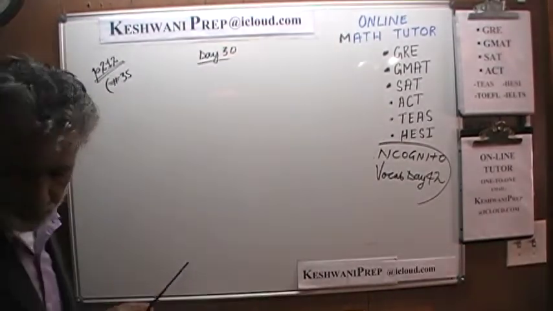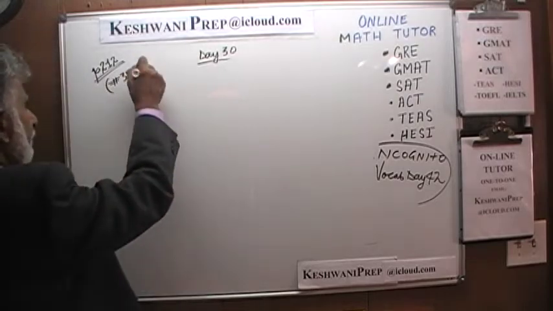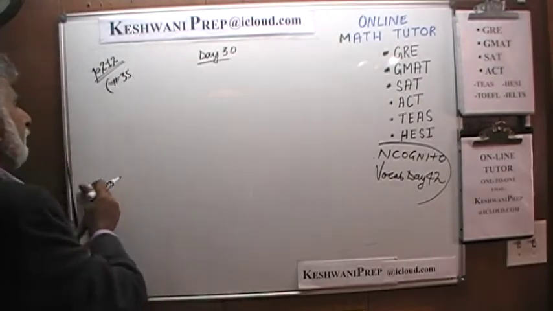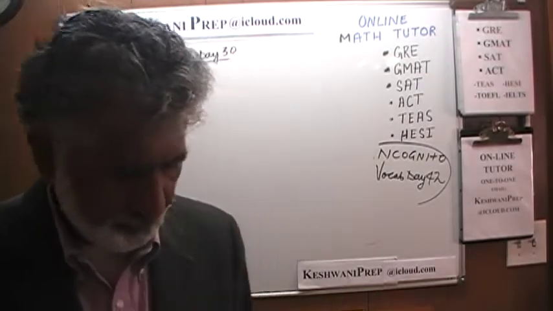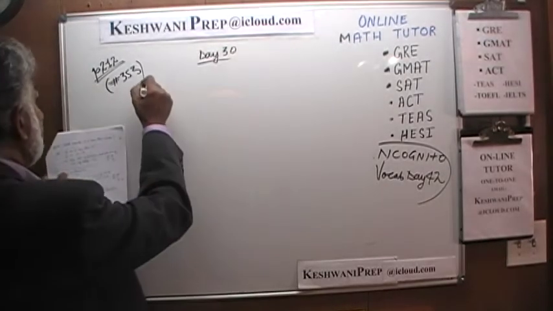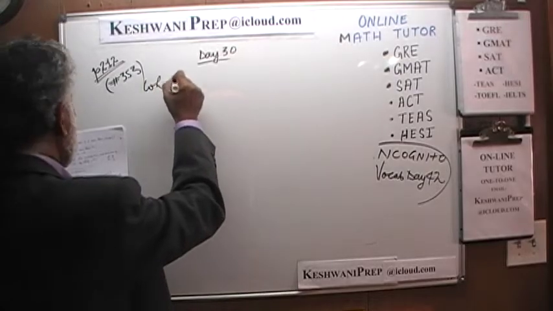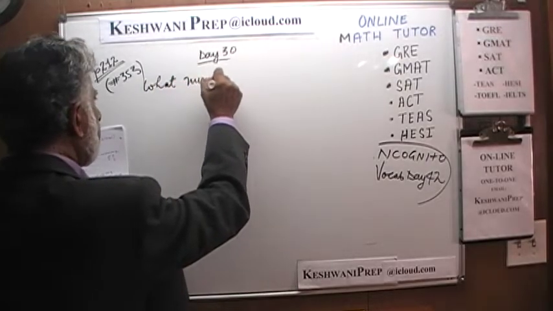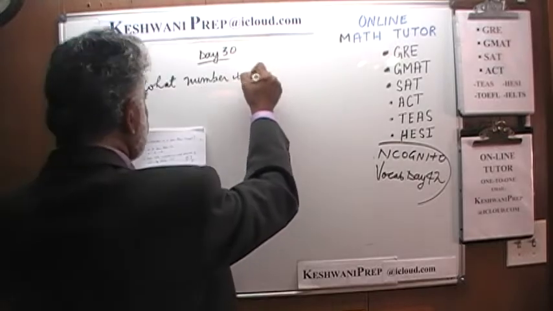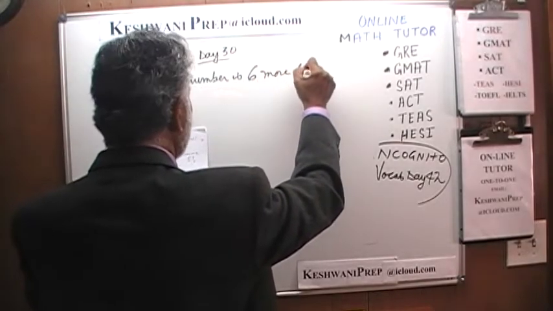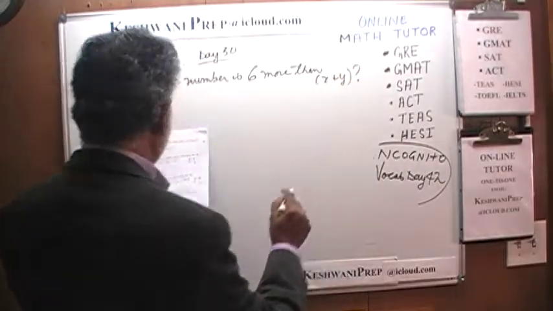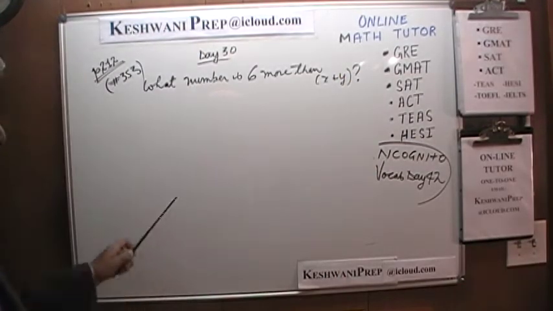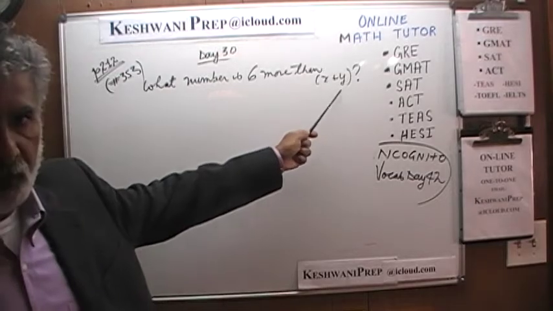That was 352. The one that we just finished was 352. 353 says, what number is 6 more than x plus y? Understand that they're asking us what number is 6 more than the sum of these two numbers.